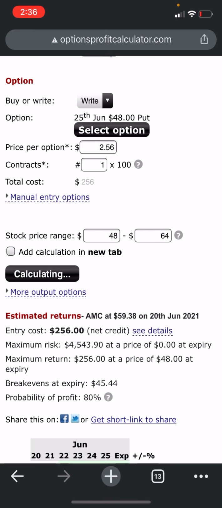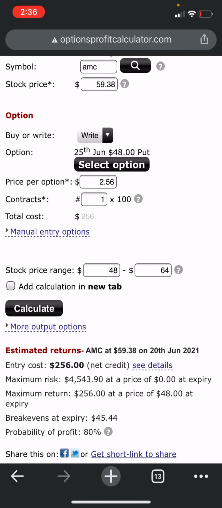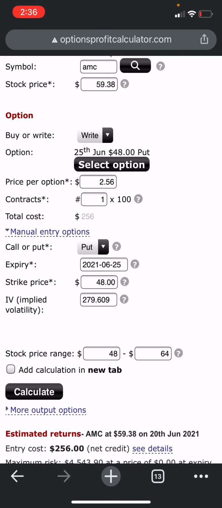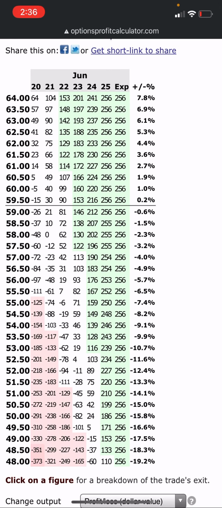Look at that. Now, this is $256 on an implied IV that's $279. Okay, so you can see, as long as AMC stays where it's at until expiration, I'm good. As long as on day one I don't lose money, as long as it doesn't go down on day one or day two or day three. Look at the break evens, how they're dropping.